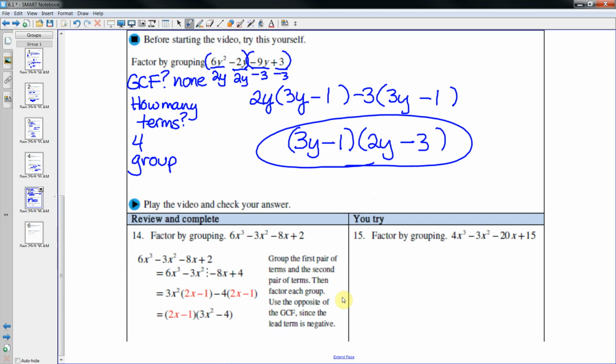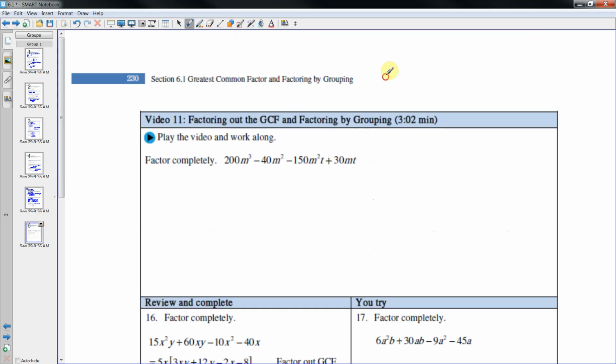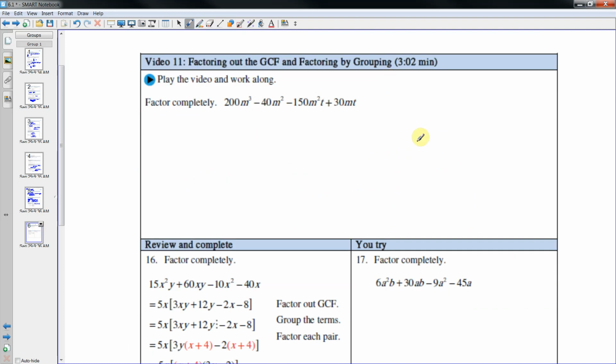Okay, let's try another one. Like I said, the more you try, well, actually, this is the same as one at the top of the page. So we're going to go to the next page. We don't have to do ones over again. Alright, so let's look at this one. Now, look at my directions. Factor completely. When you have a test, that's what the directions are going to say, is factor completely. So you've got to ask yourself these questions each time. GCF.